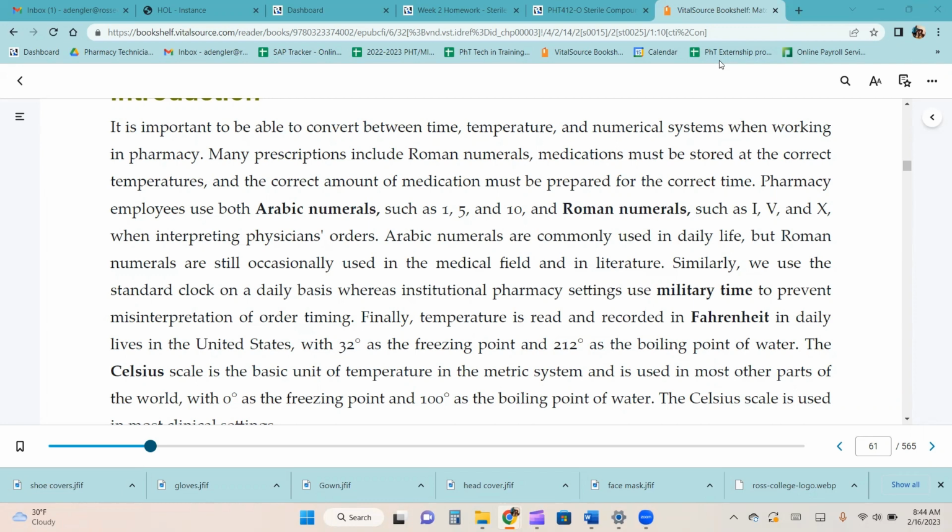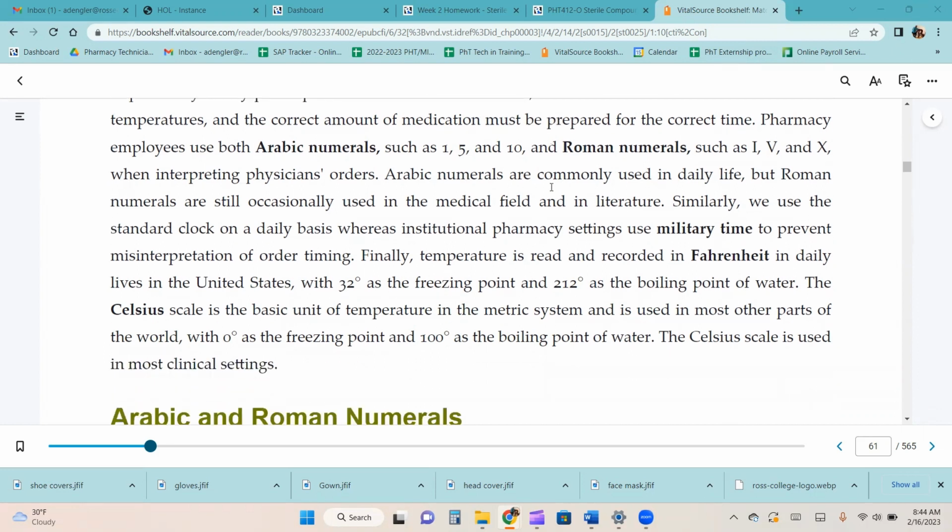We use the standard clock on a daily basis, whereas institutional pharmacy settings use military time to prevent misinterpretation of order timing. And finally, temperature is read and recorded in Fahrenheit in daily lives in the United States, with 32 degrees as the freezing point and 212 degrees as the boiling point of water. The Celsius scale is the basic unit of temperature in the metric system and is used in most other parts of the world, with 0 as the freezing point and 100 as the boiling point. The Celsius scale is used in most clinical settings.